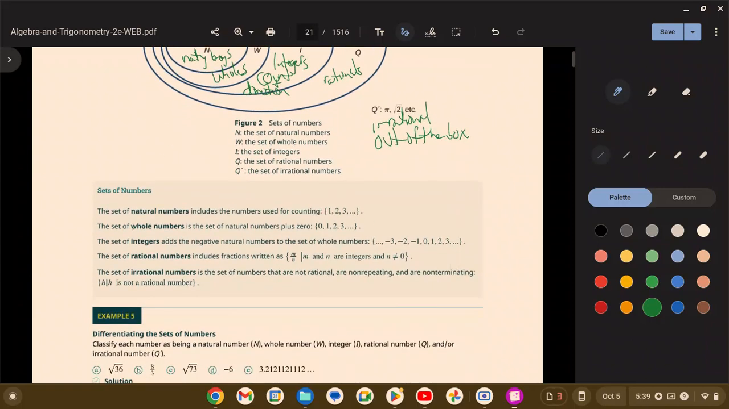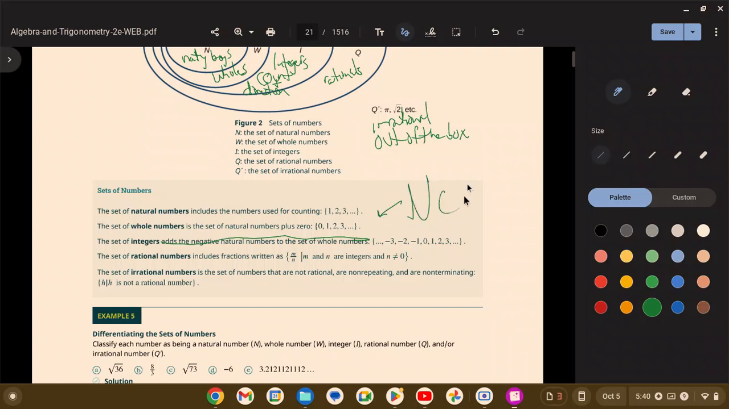All right. There's a little definition, little doohickey down there. Sets of numbers. The set of natural numbers includes the numbers used for counting. The set of whole numbers is the set of natural numbers plus 0. The set of integers adds the negative natural numbers to the set of whole numbers. The set of rational numbers includes fractions written as... I actually don't like the way they described this. I'm going to delete it.